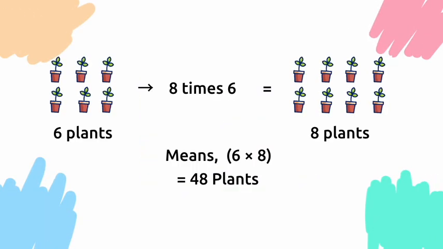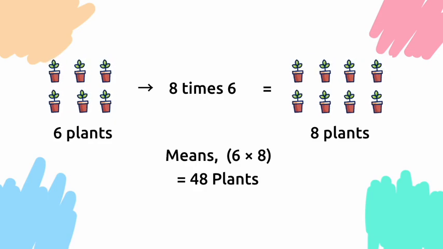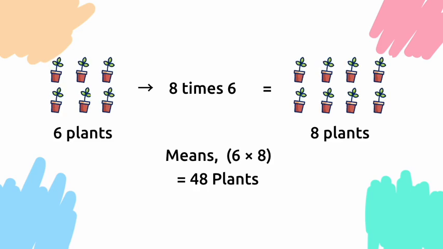That means 8 times 6 is equal to 48 plants, or 6 times 8 is equal to 48. Multiplication helps us count rows and columns easily.